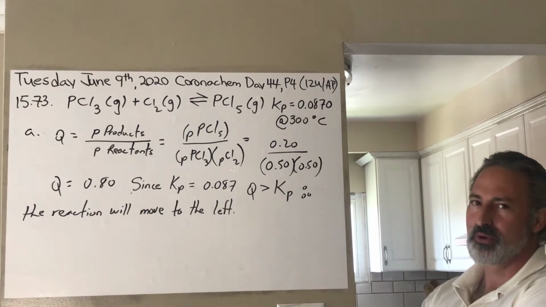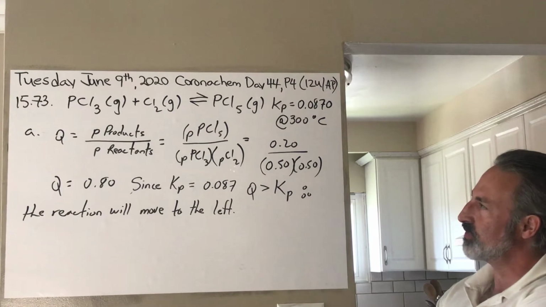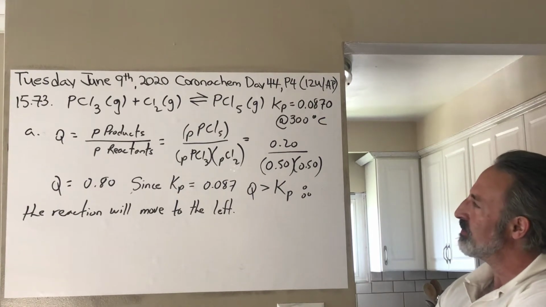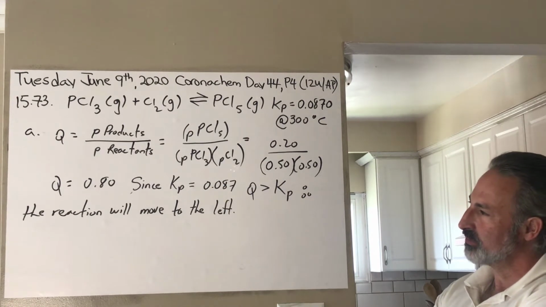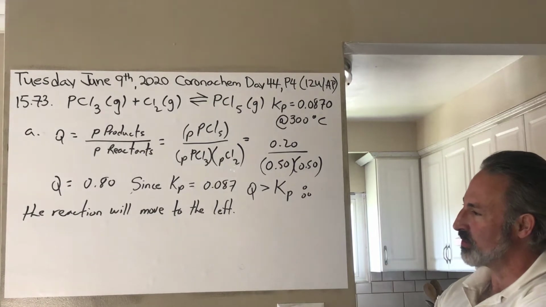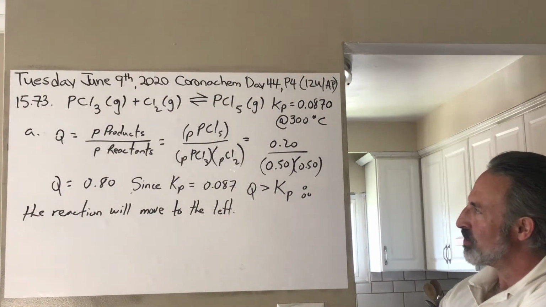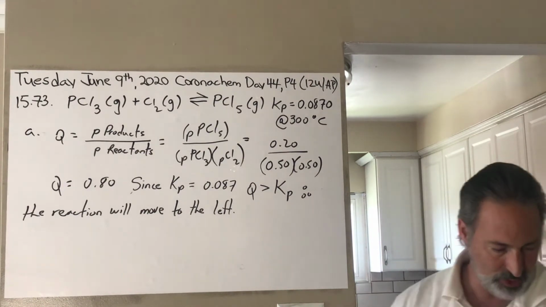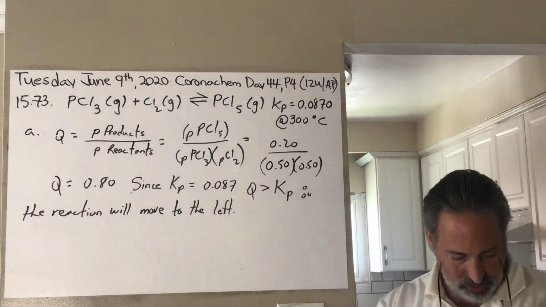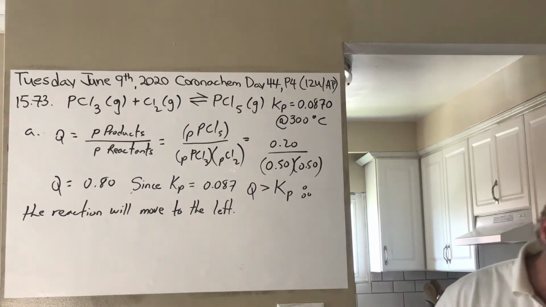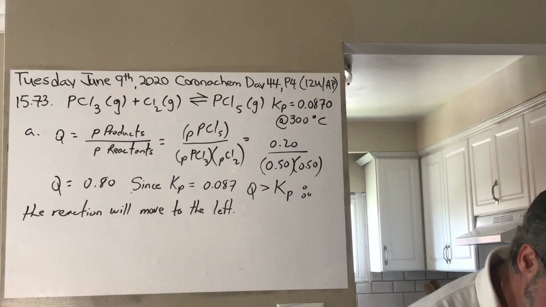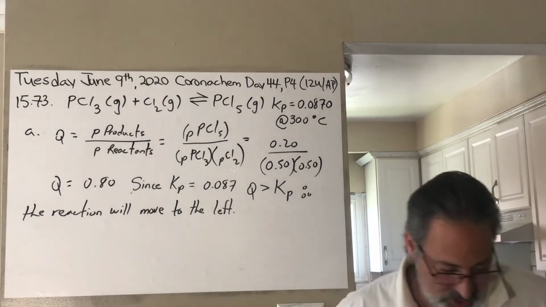Your homework yesterday was to do two questions, 1573 and 1574, as part of our review for chapter 15, which is on equilibria. I'll read the question for you, where they ask us to assess where the reaction is headed as it approaches equilibrium.